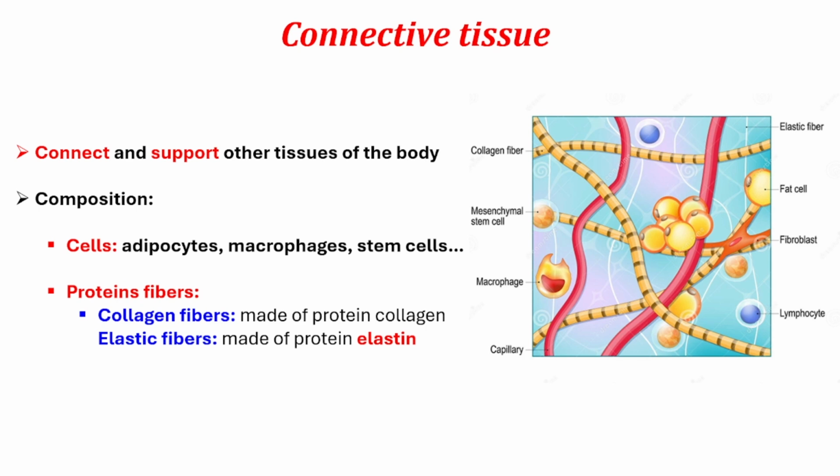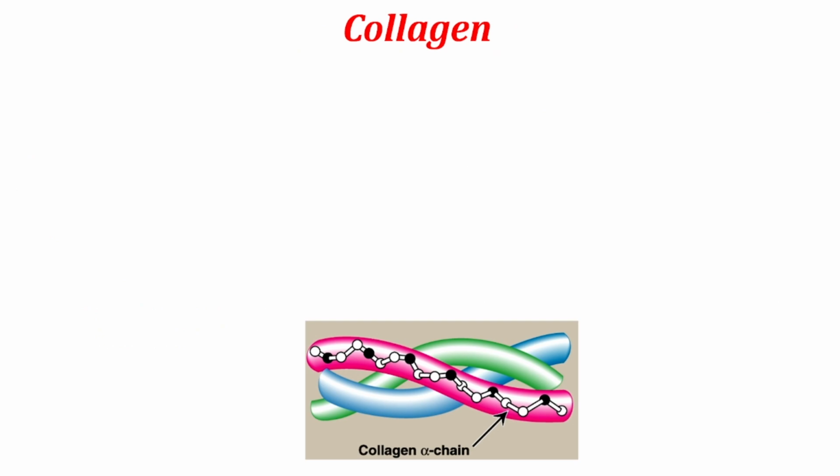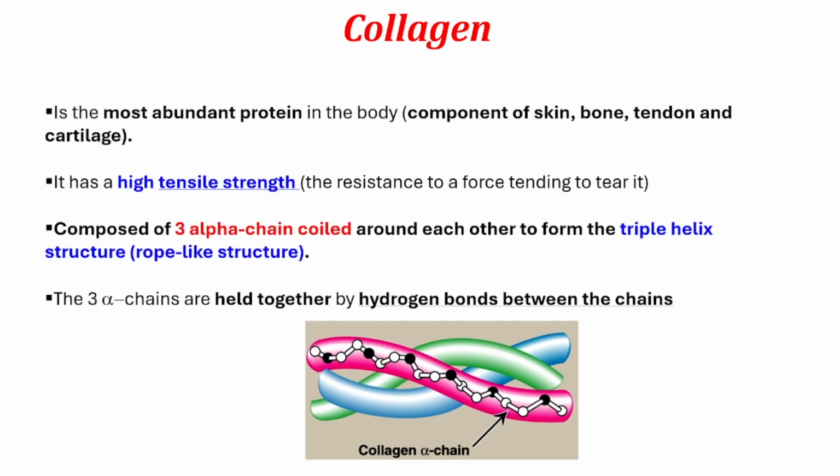But I have also different types of cells. I have, for example, stem cells. I have macrophage. I have lymphocyte. I have fibroblast. I have adipocytes or fat cells. So in my connective tissue, I have cells and I have fibers. Okay. So we're going to start first by talking about, I'm not going to talk about cells, we're going to talk about the protein fibers, okay? So the first one is the collagen.